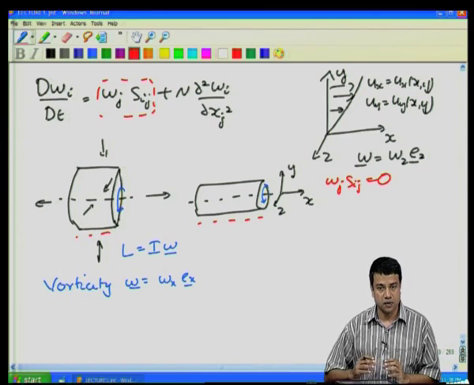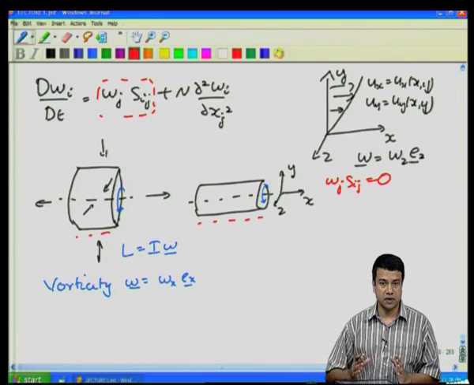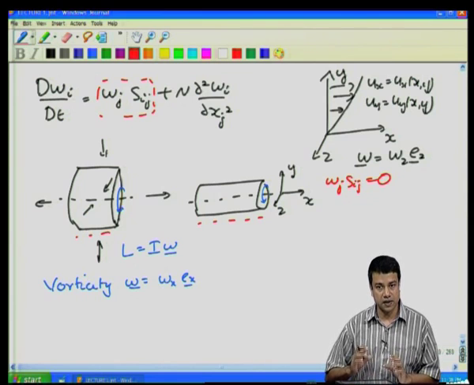So, stretching it along the direction of vorticity will basically increase the vorticity, compressing it along the direction of vorticity will decrease the vorticity. So, for vorticity that is already present in the flow, if you stretch it, you will increase the vorticity, and if you compress it, you will decrease the vorticity.